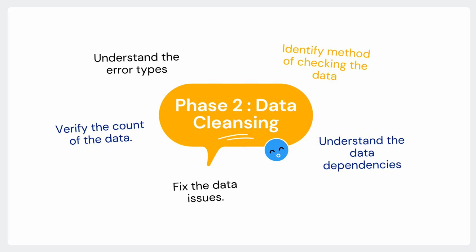Identify method of checking the data, either interrogation through database using SQL commands or the use of data migration tools. Understand the data dependencies, i.e., if changing the data in one table impacts the data in another linked table. Fix the data issues. Verify the count of the data.